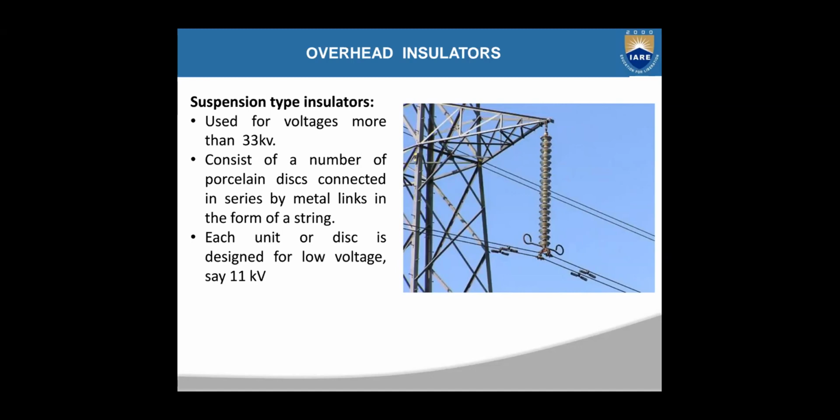This suspension type insulator consists of a number of porcelain discs connected in series, and they are connected with metal links, forming a string. Here each disc, or each unit, is designed for 11 kV. So as seen in the figure, there are a number of discs connected in series. Each disc is designed for 11 kV.